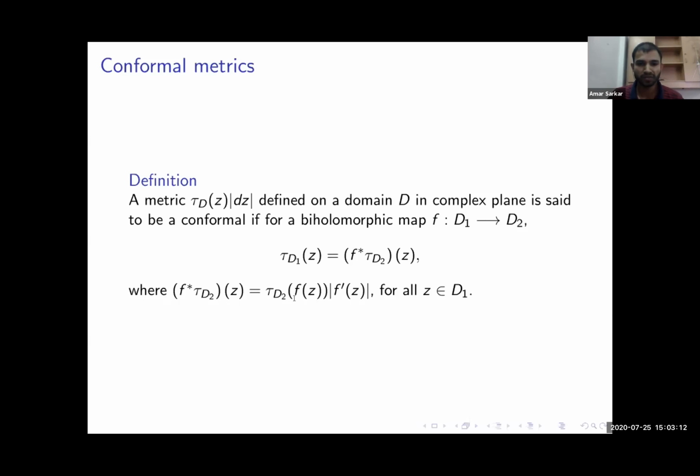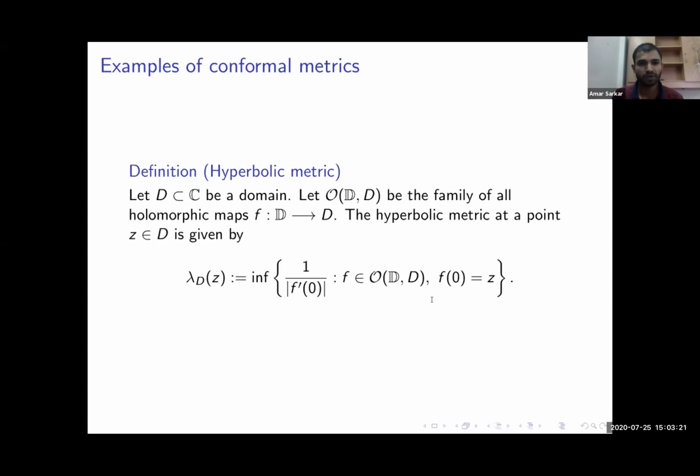The pullback formula is given by tau_D2(f(z)) times the modulus of f'(z), equal to tau_D1(z), for all z in D1. Some examples of conformal metrics are the hyperbolic metrics. The hyperbolic metric at any point z on a domain D is defined to be the infimum of 1 by |f'(0)|, where f varies over all holomorphic functions from the unit disk into the domain D such that 0 maps to z.